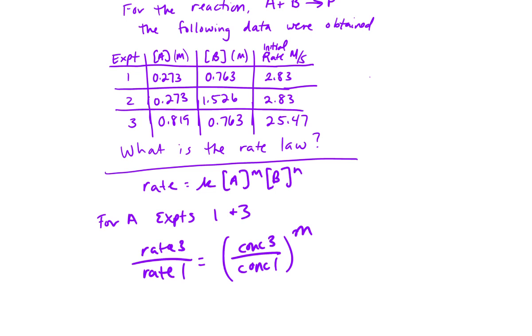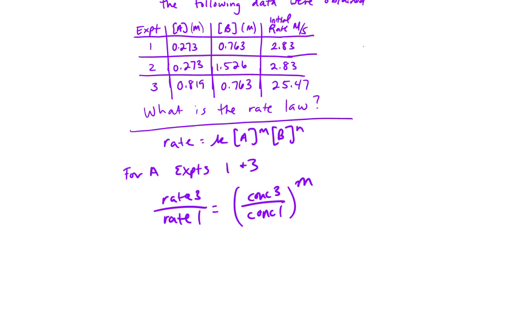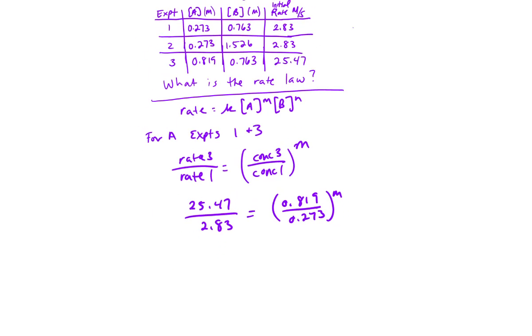Okay. So then we can just plug in some information. We're going to have 25.47 divided by 2.83 equals 0.819 divided by 0.273 raised to some power m. And we end up with 9 equals 3 to some power m. And what must m be? M is 2. Okay, 3 squared is 9. Questions?